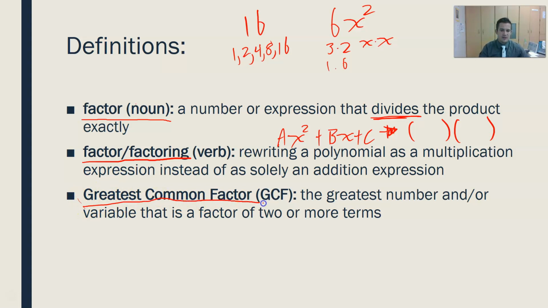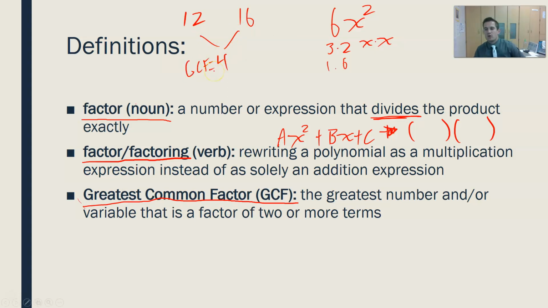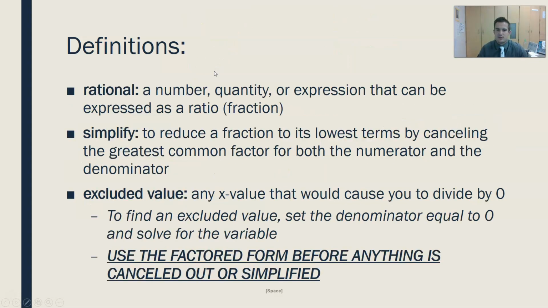The greatest common factor was the greatest number and/or variable that was a factor of 2 or more terms. So when I wrote 16 and 12, if I wanted to find the greatest common factor between 16 and 12, it would be 4. The GCF, or the greatest common factor, would be 4 because it's the largest number that divides into both of those terms. Again, all that is not new information. We're going to be utilizing those definitions and those tools as we start to talk about rational expressions.